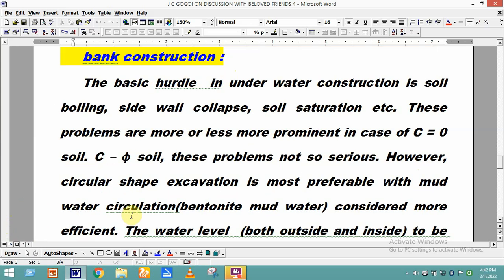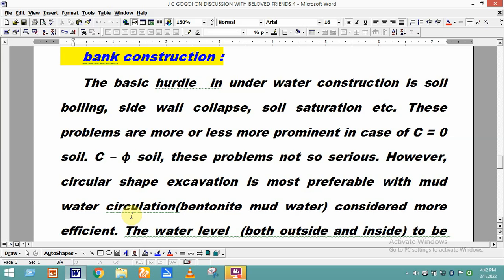Mud water circulation means, in case of underwater construction, we should maintain the water level inside the excavation pit the same as the general outside water level. If we can maintain it, this problem will be sufficiently minimized. And for that purpose, we should use mud water circulation during excavation.